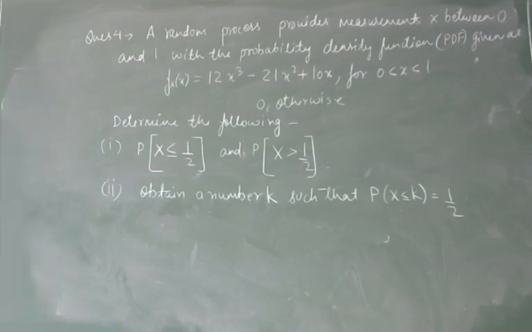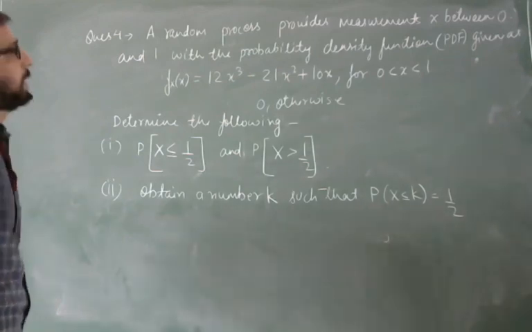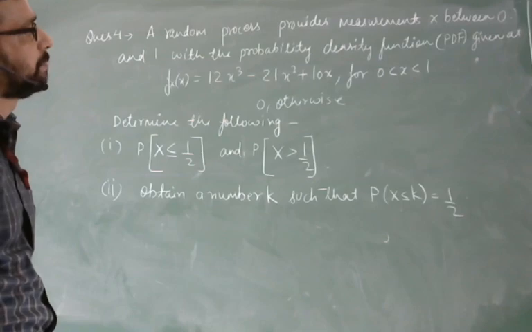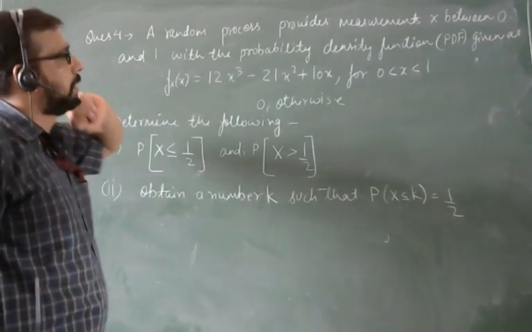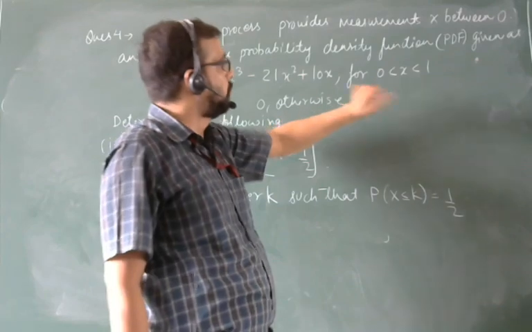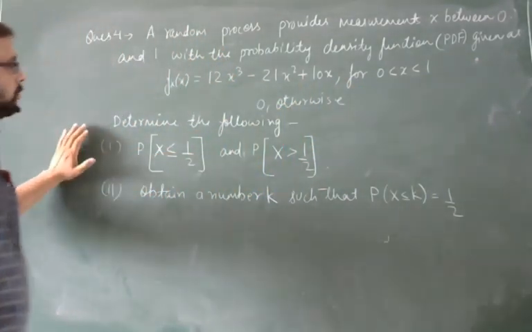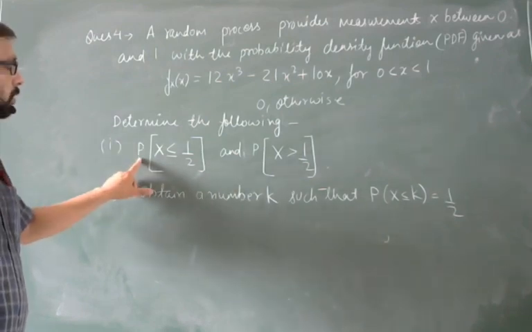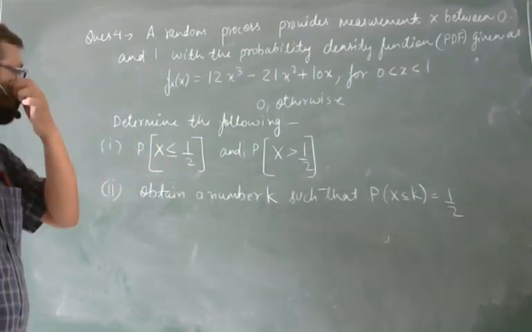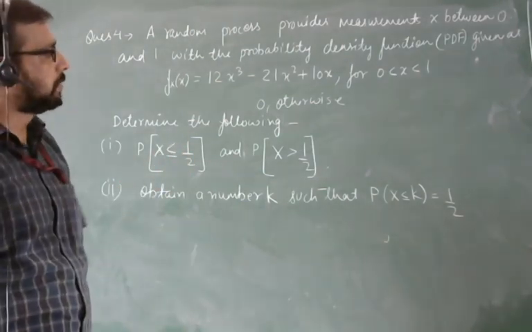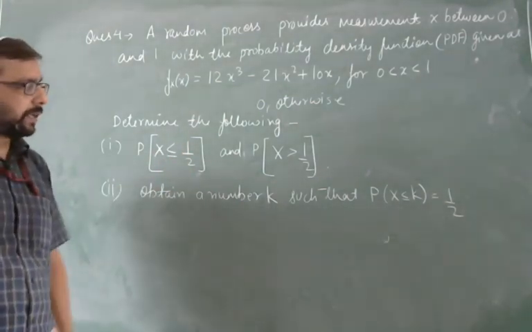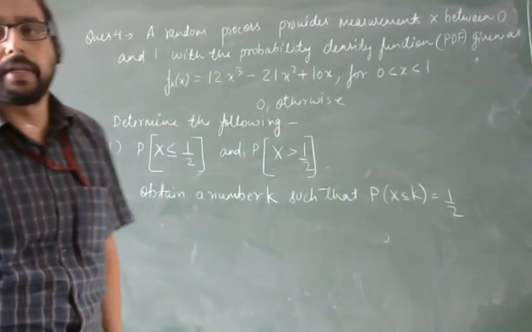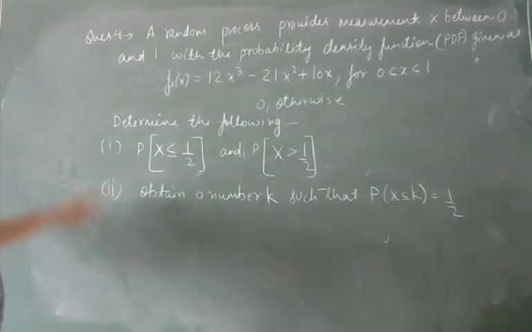Now, this is your complete numerical. A random process provides the measurement x between 0 to 1 with the probability density function. This probability density function is given. It is defined in the interval between 0 to 1 and 0 otherwise. Now we have to determine the following. The probability of the random variable when less than or equal to 1 by 2, and the probability x greater than 1 by 2, and also obtain a number k such that the probability of the random variable less than or equal to k is equal to 1 by 2. This is already given. Now first of all calculate this one.